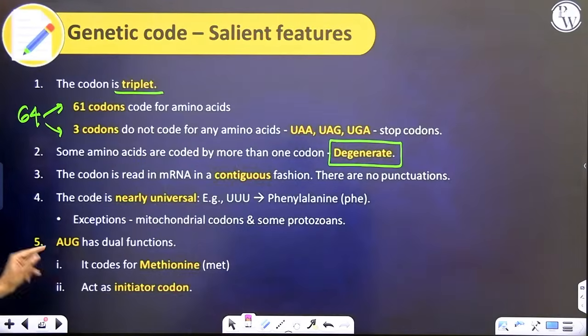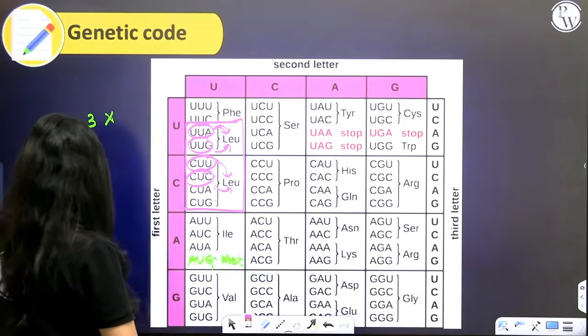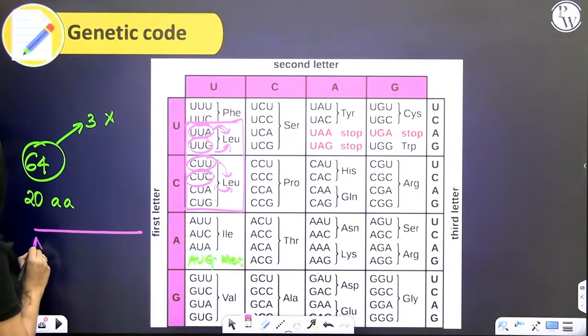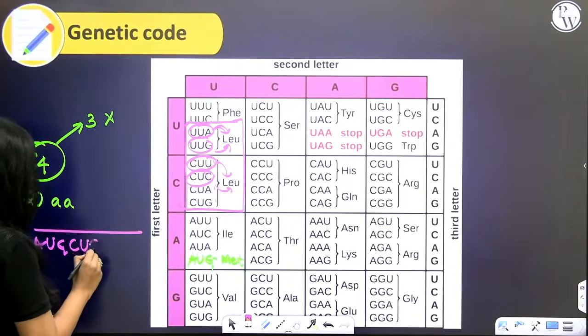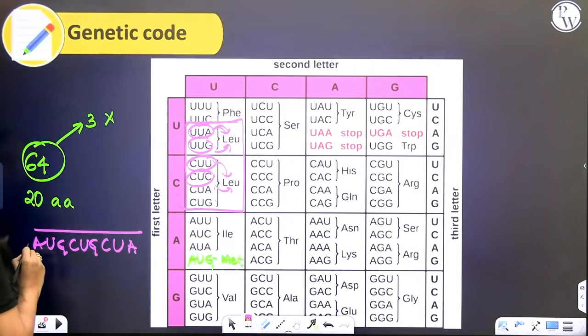Okay, so that's one property. The codon is read in a continuous fashion. What does that mean? If this is an RNA strand that has A, U, G, C, U, G, C, U, A, the information is read in units of 3.